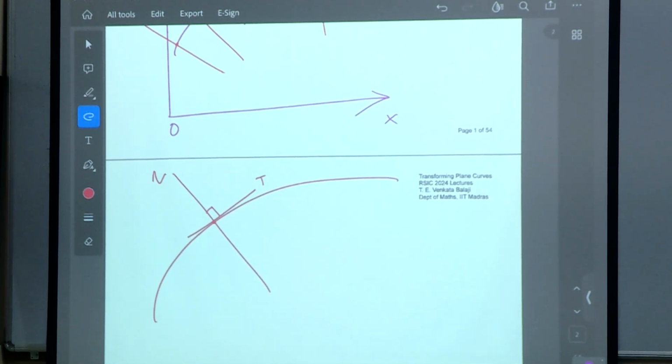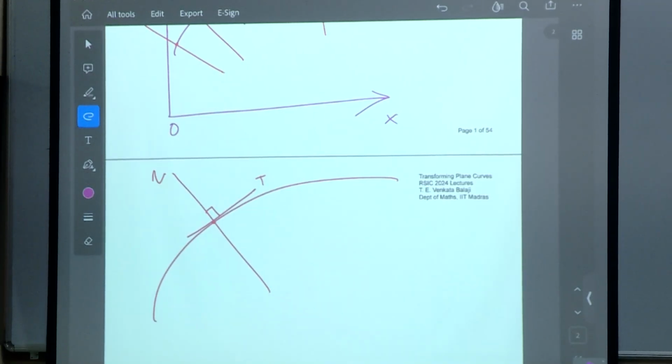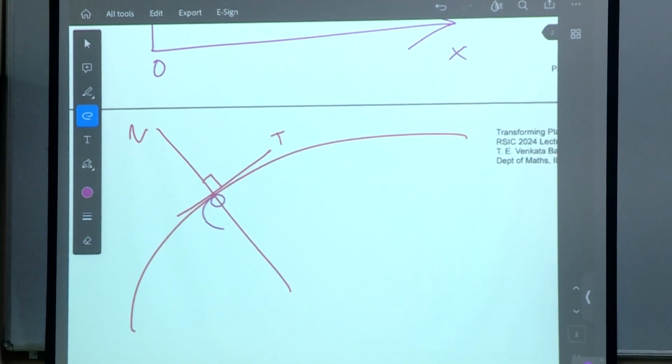So at this point I can draw lots of circles tangent to this curve. I can draw a small circle like this, or I can draw something bigger, then something much bigger. Of course I could have drawn it on the other side also. But there is one particular circle which is the best fitting circle, in the sense that that circle is closest to the curve when compared to all the other circles.